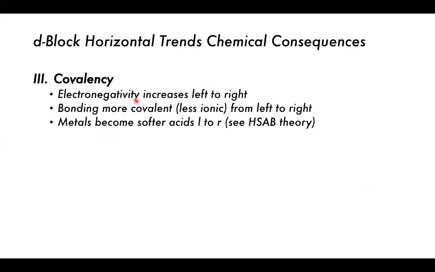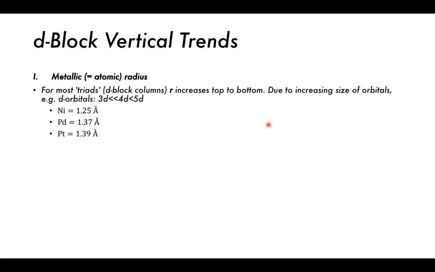So bonding here is more covalent, less ionic from left to right. On the right hand side, we have covalent bonding, sharing of electrons. On the left hand side, we have more ionic. So scandium almost behaves just like a group 1 or group 2 metal. And the metals become softer acids left to right. So they become softer, larger, more diffuse. They interact better with, for example, sulfur rather than oxygen on the right hand side. Hard soft acid base theory was covered in earlier lectures and also in earlier topic videos.